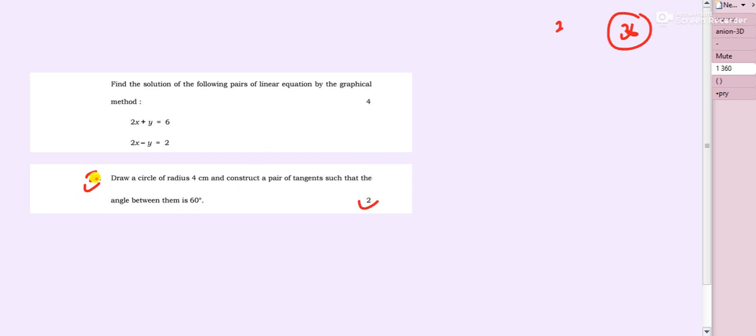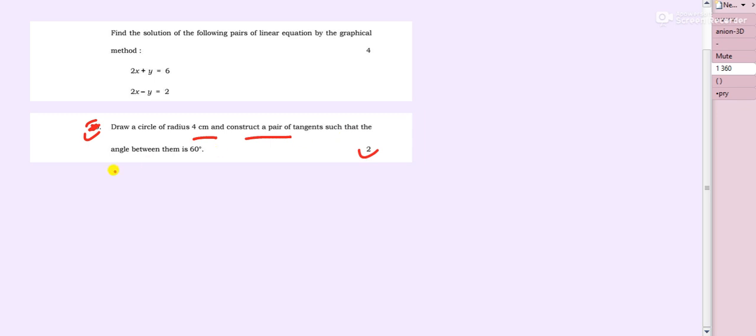Okay, so let us solve this first. Draw a circle of radius 4 centimeter and construct a pair of tangents such that angle between them is 60 degrees. So see, this is a circle and the tangent will be like this, correct, and this is the radius. So they have given angle between these tangents. How much is that? 60. So how much will be this?